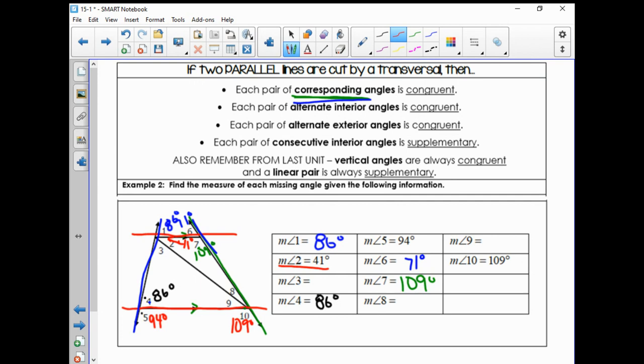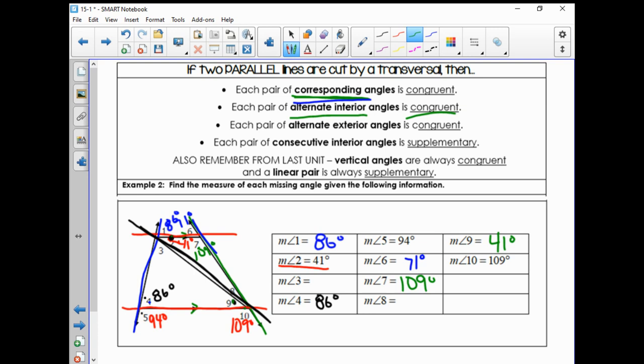Now, let's look really quickly at this transversal. If you're looking at this transversal that cuts those two parallel lines, then this angle 2 right here, 41, is alternate interior angles with angle 9. And what do we know about alternate interior angles? They're also congruent. So that means 41 is what angle 9 is. Angle 9 is 41 degrees.